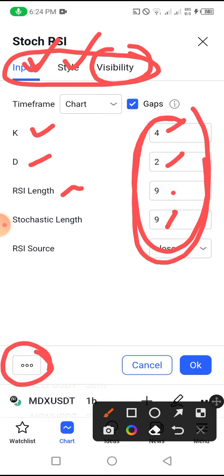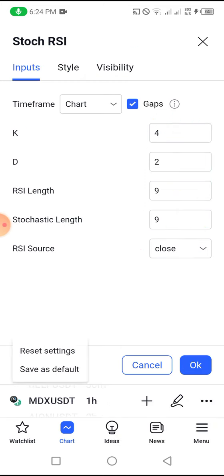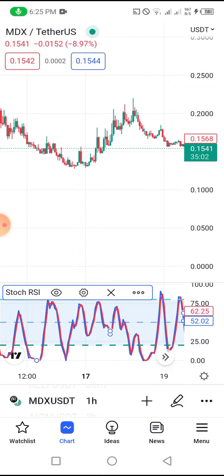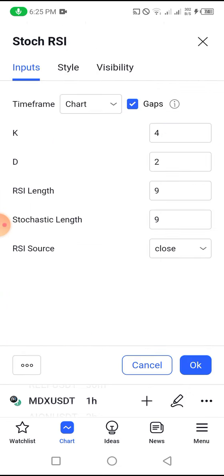Now, tapping on the three dots gives you permission to save it as your default settings, right? So we shall tap it, for example, here, then you tap on save as default. Then afterwards, you tap on OK, right? Then the next thing, you still come back to the settings, you come and check on the style.